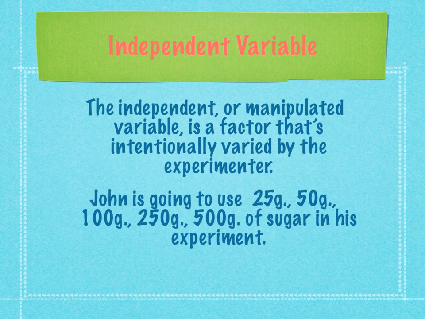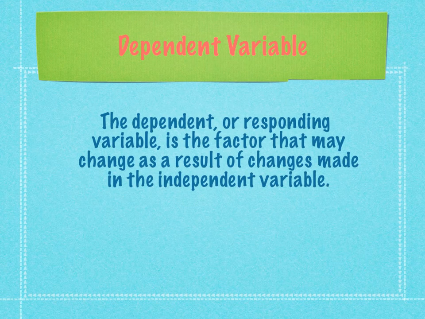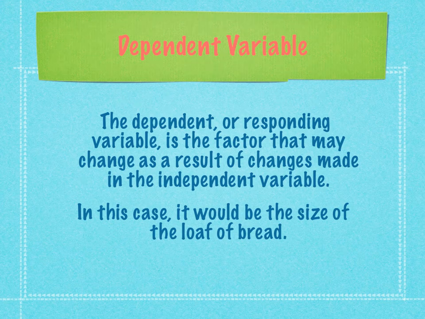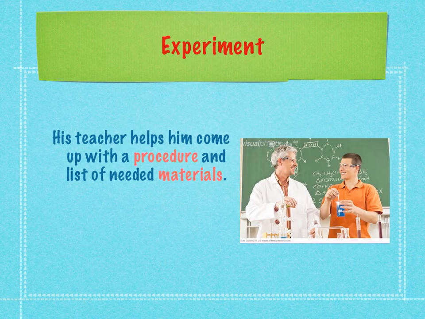Your independent variable is that which you, as the scientist, manipulate. It is what's changed. And you're intentionally changing this because you want to see how it affects the data or the outcome. John, in this case, is changing the amounts of sugar. The dependent variable is that which is dependent or responding, or the data you collect, and changes because of your changes to the independent variable.